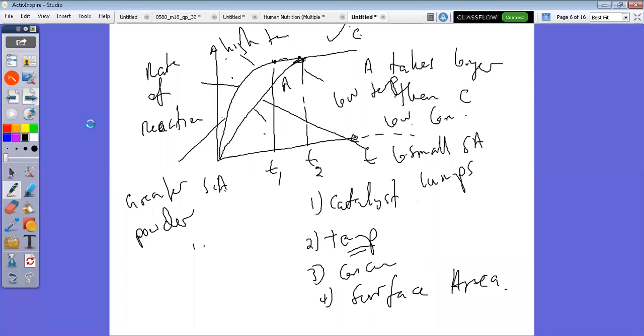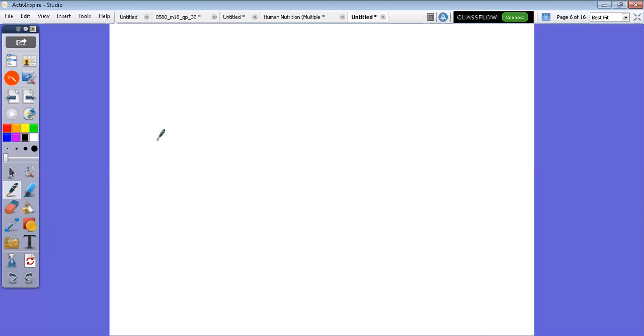Now, we want to look at the practical aspect of this topic. How do we measure rates of reaction? So maybe as a subheading, how do we measure rates of reaction? How do we do that? Measuring rates of reaction, measuring as a heading.